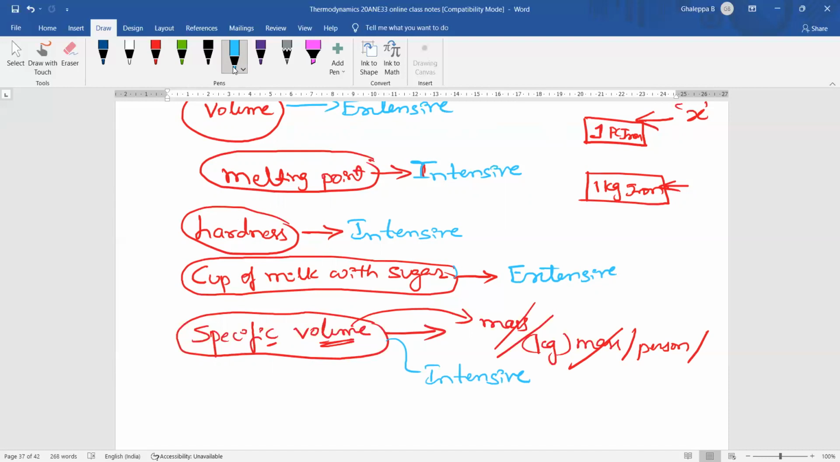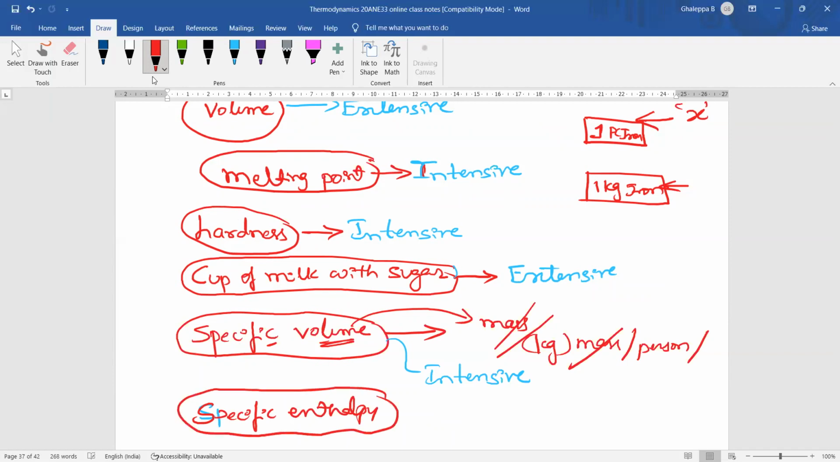Similarly, specific enthalpy. Again, you can use the hint I have given. This property starts with the word specific, so it will be an intensive property.